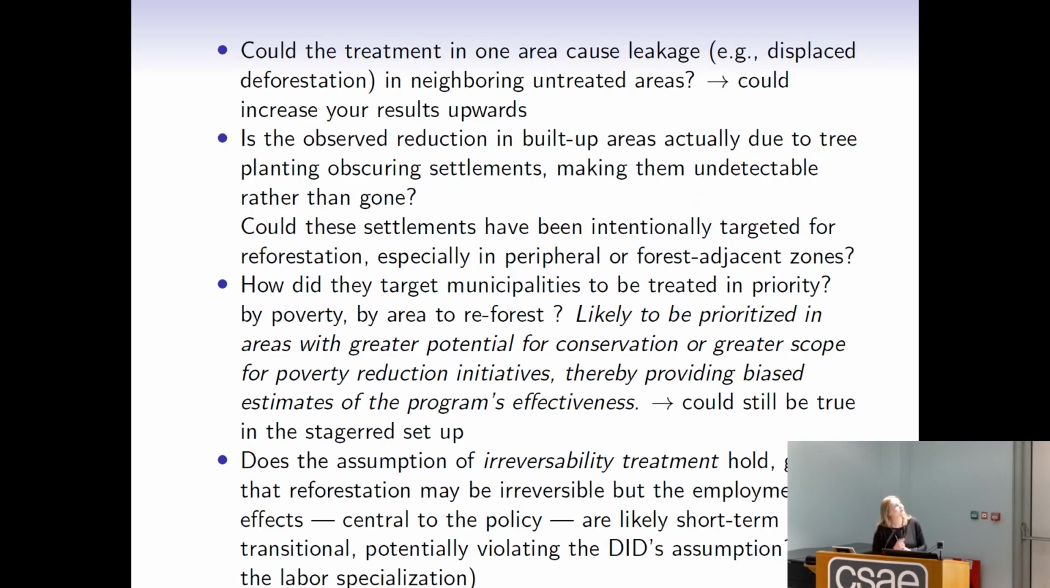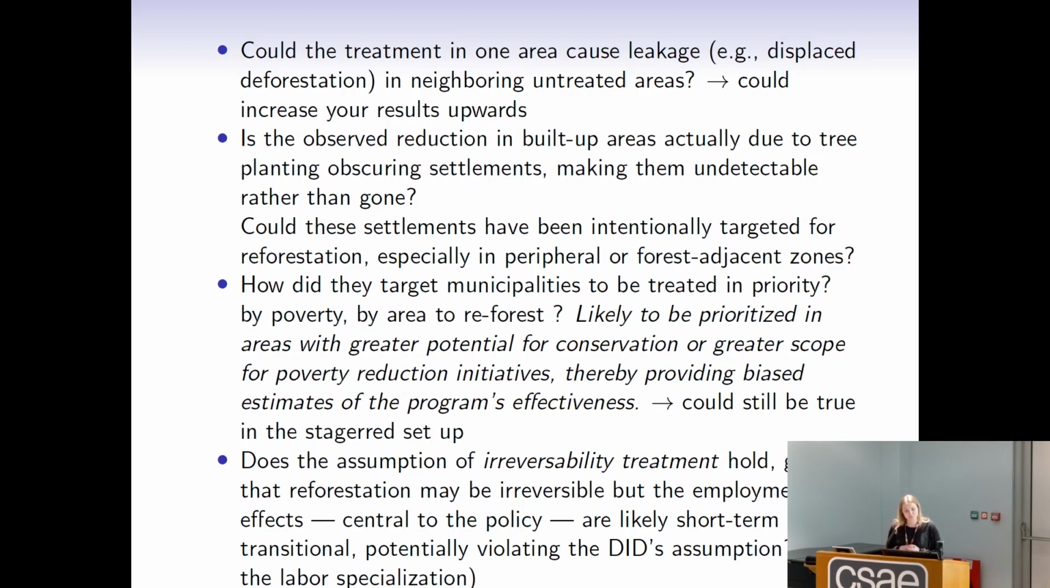So very briefly, I was wondering if you had any insights or information about potential treatment leakage and the fact that areas next to the reforestation program could have actually deforestation, which could increase your results upwards. So I had just a question about that.